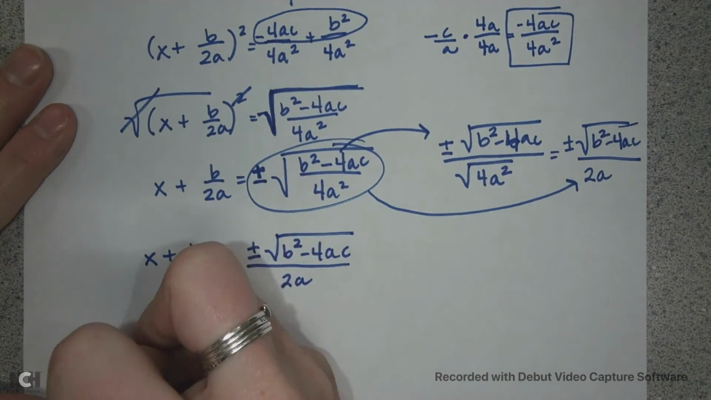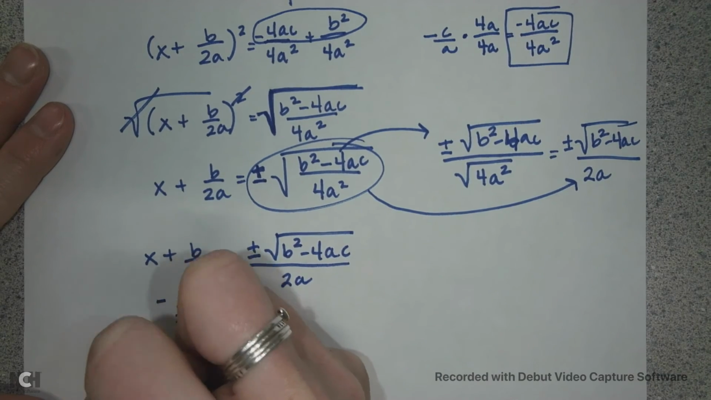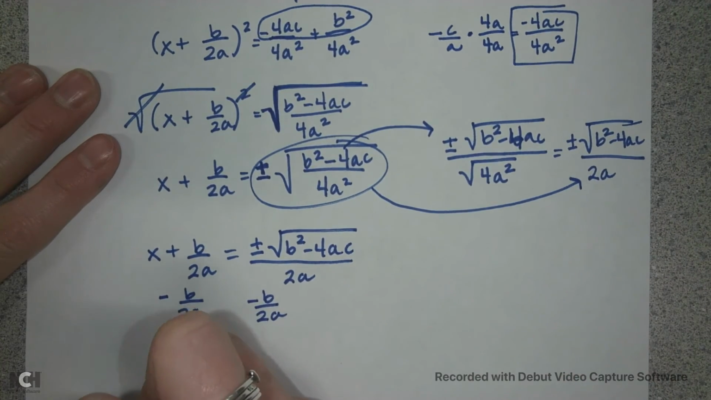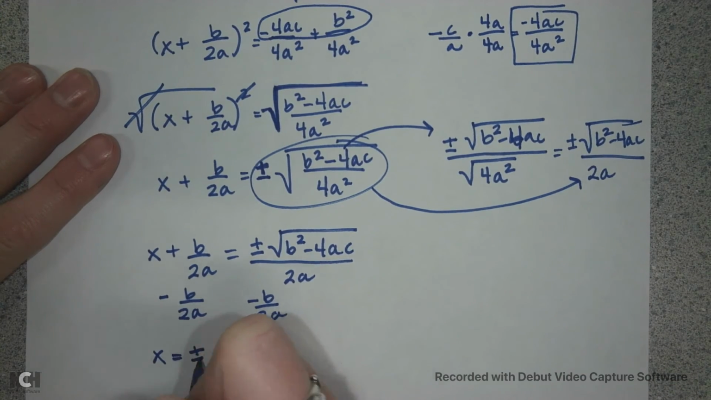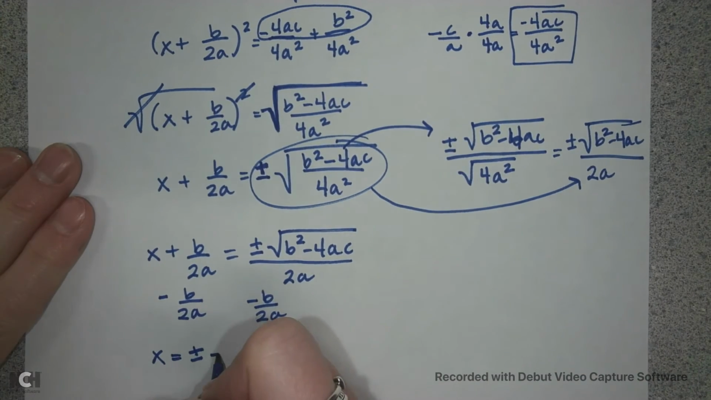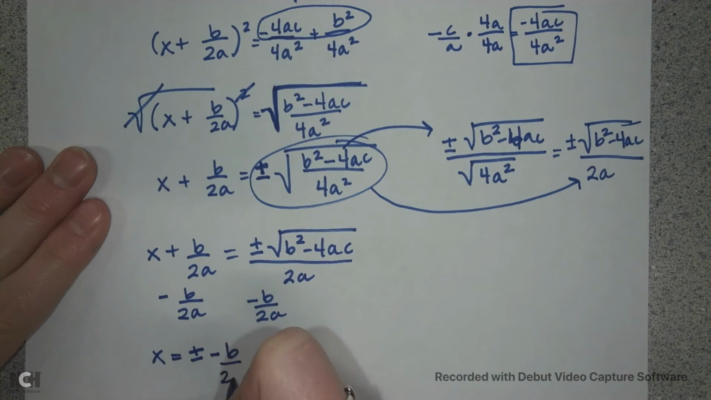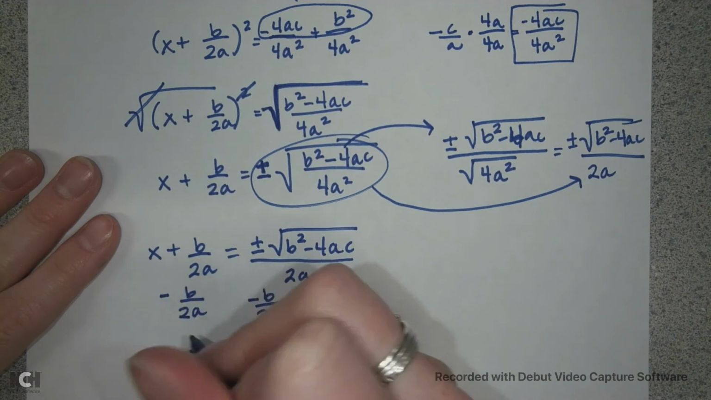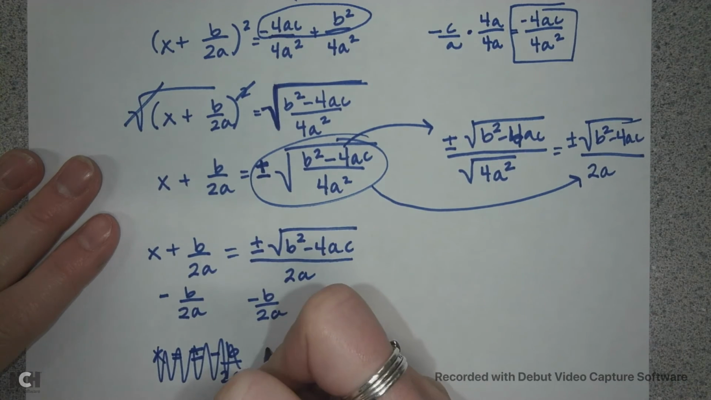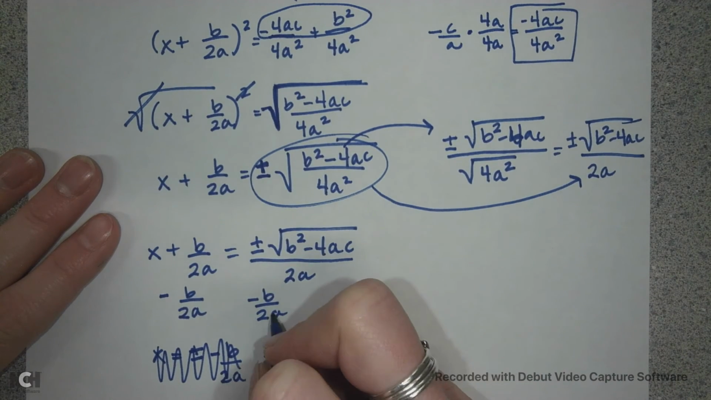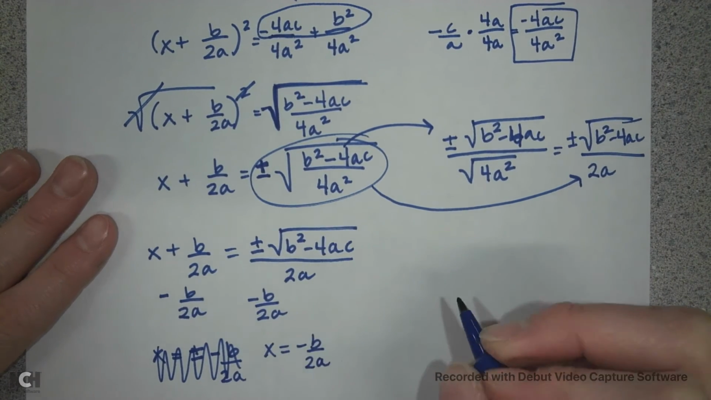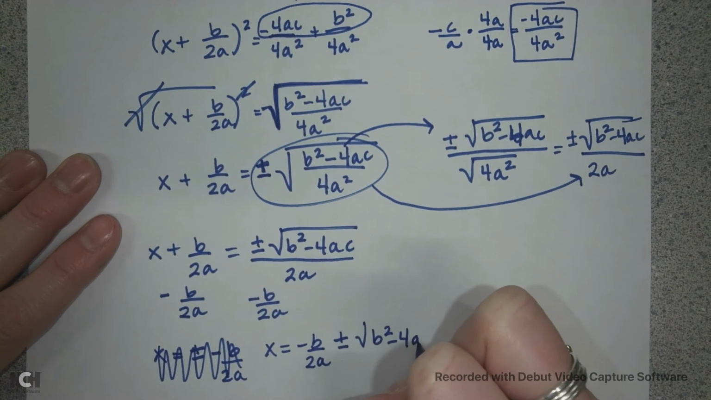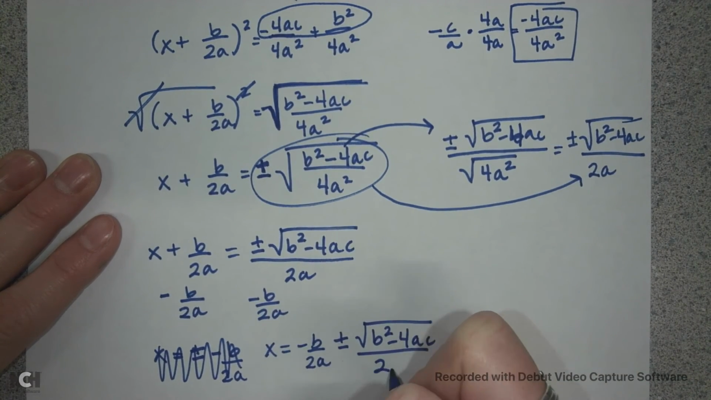So we're going to do the opposite, minus our b over 2a on each side. Okay, so now we have x equals plus minus negative b over 2a. Oh, I guess I should write it the other way. Okay, hold on. We'll do this step next. So x equals negative b over 2a plus minus the square root of b squared minus 4ac all over 2a.